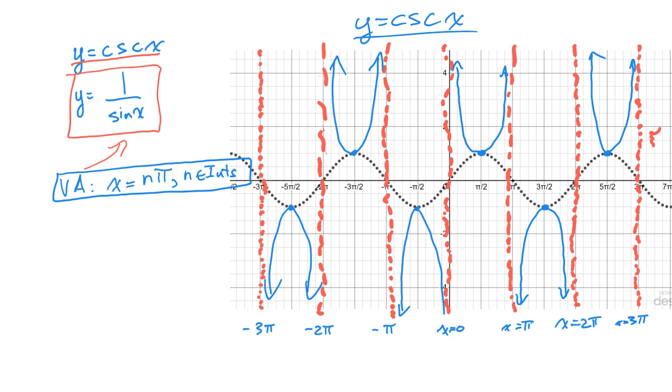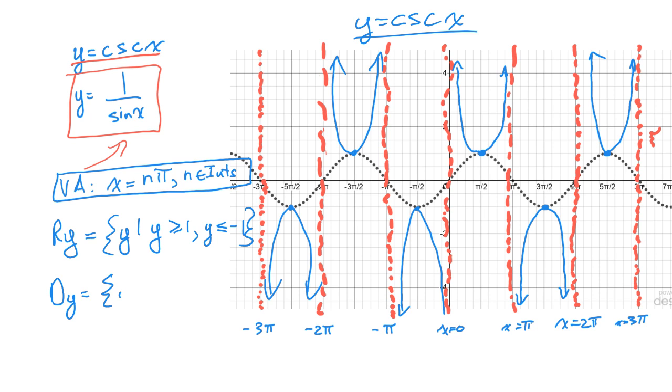Here's the best part about it. We know that our y values go on forever. The y values are going to be y such that y is greater than or equal to 1, and also less than or equal to -1. And that is the range of y. We could also say the domain is all the x's such that x cannot equal n pi, where n belongs to integers, and x belongs to real numbers. So this basically is what our cosecant graph looks like.